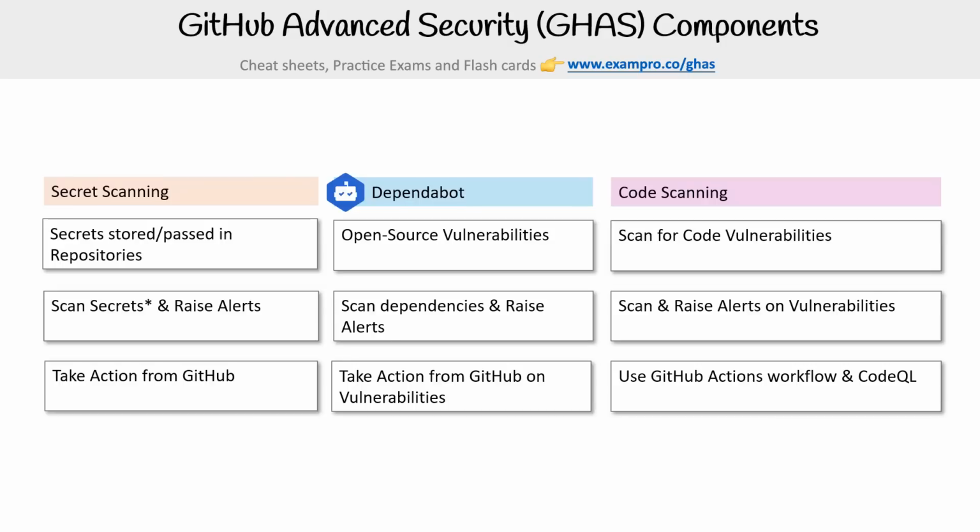And third is code scanning. It scans for code vulnerabilities and raises alerts on vulnerabilities that are identified. And you can use GitHub Action Workflow and CodeQL to perform sophisticated code scanning by integrating other security tools in there as well, which are non-GitHub security tools too.